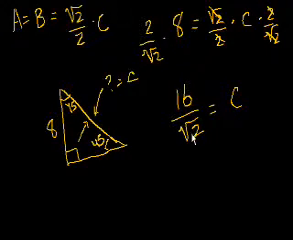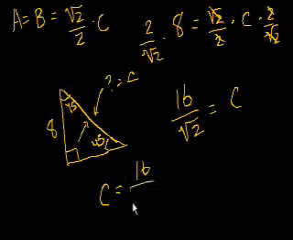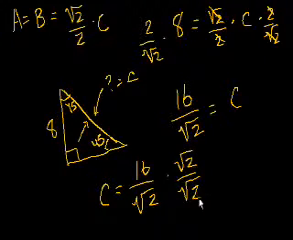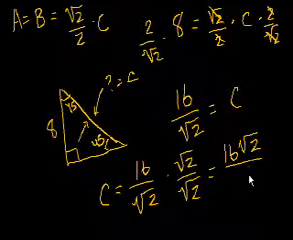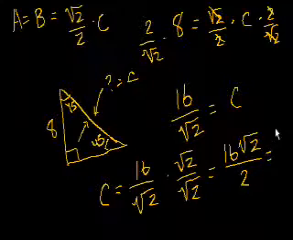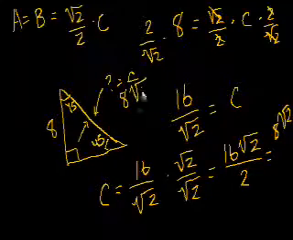But as I just showed you, people don't like having radicals in a denominator, so we can say c is equal to 16 over the square root of 2 times the square root of 2 over the square root of 2. So this equals 16 square roots of 2 over 2, which is the same thing as 8 square roots of 2. So c in this example is 8 square roots of 2. And we also know, since this is a 45, 45, 90 triangle, that this side is 8.